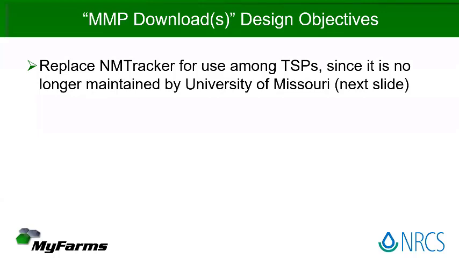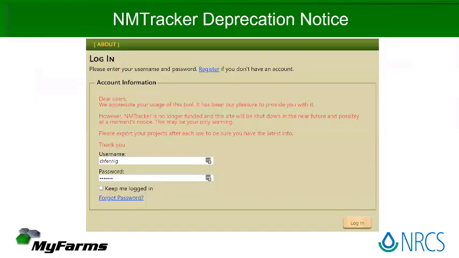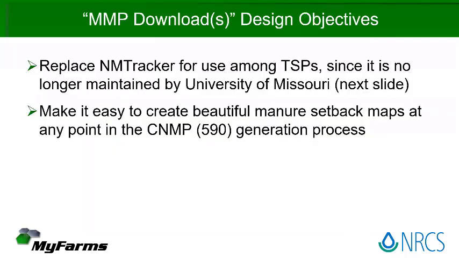Specifically, NM Tracker has been used in this capacity in the past, or just until recently, but they have decided to deprecate it. They're not going to be supporting it going forward, as you can see here on their website. And so we decided to take the initiative and try to build something that builds on what they've done, but hopefully advances the state of the art as well. So as I mentioned, our goal is to make it easy to create beautiful manure setback maps.